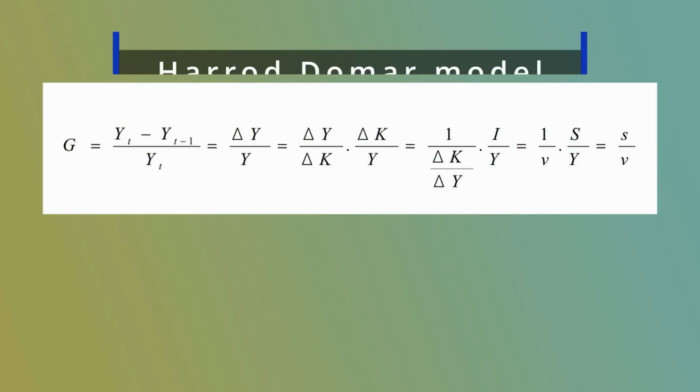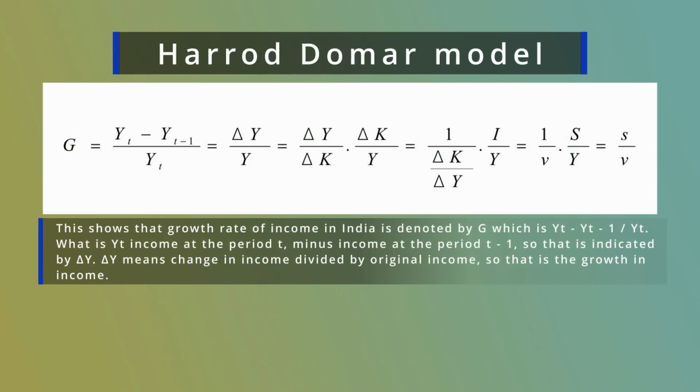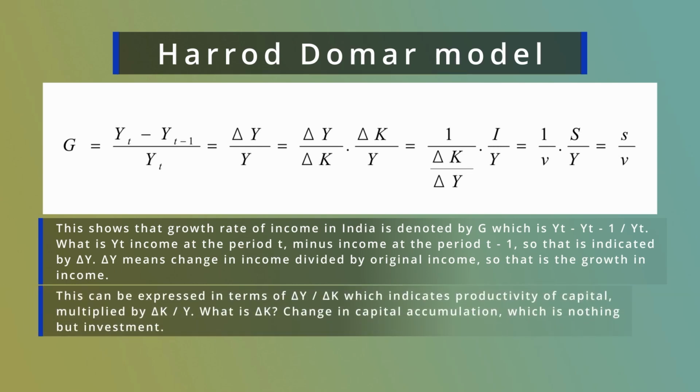This shows that the growth rate of income in India is denoted by G, which is (Yt minus Yt-1) divided by Yt-1. What is that? Income at period t minus income at period t minus 1, which is indicated by delta Y. Delta Y means change in income divided by original income, so that is the growth in income. This can be expressed as delta Y by delta K, which indicates productivity of capital, multiplied by delta K by Y. What is delta K? Change in capital accumulation, which is nothing but investment.